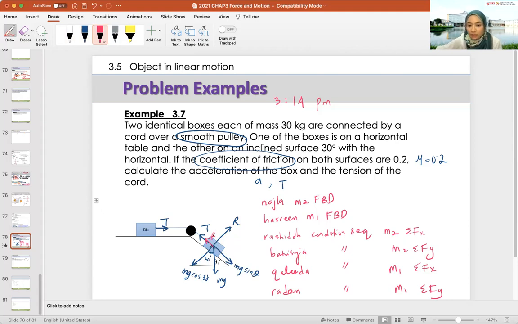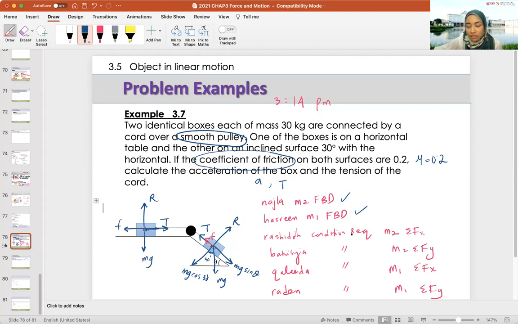Okay, so next is Hasrin. Hasrin buat macam mana? Mula-mula R ke atas. Lepas tu ke bawah mg. Ke kiri is friction. Lepas tu dah. Okay. So thank you Hasrin. So free body diagram dah siap.